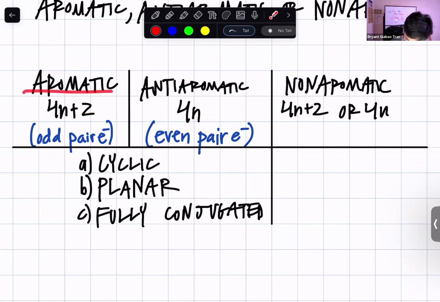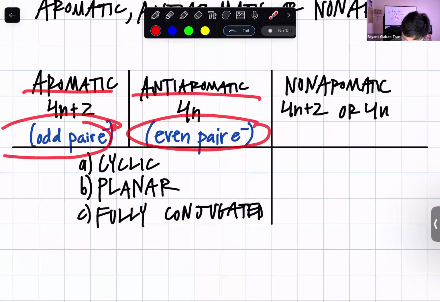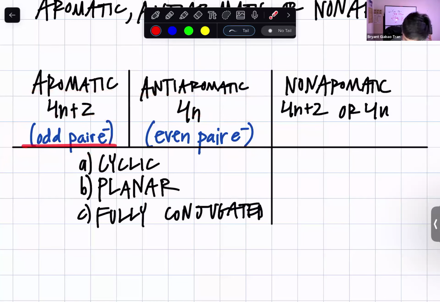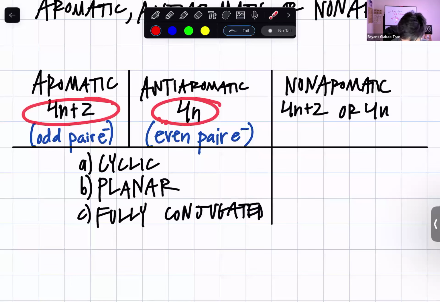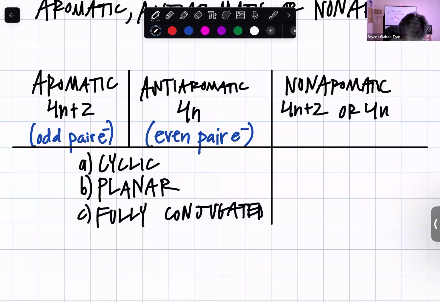And to differentiate between aromatic and anti-aromatic, you look at the pairs of electrons in the resonance or conjugated system, right? Odd pair of electrons, aromatic. Even pair of electrons, anti-aromatic. That's a little bit weird because when you look at aromatic, you think of stability, and some people would think even is a nicer number than odd, so they remember even as aromatic and odd as anti-aromatic, but that's not the case, right? Odd pair of electrons is aromatic, even pair is anti-aromatic if you use this way. If not, you could use the 4n plus 2 or 4n way as well, right?